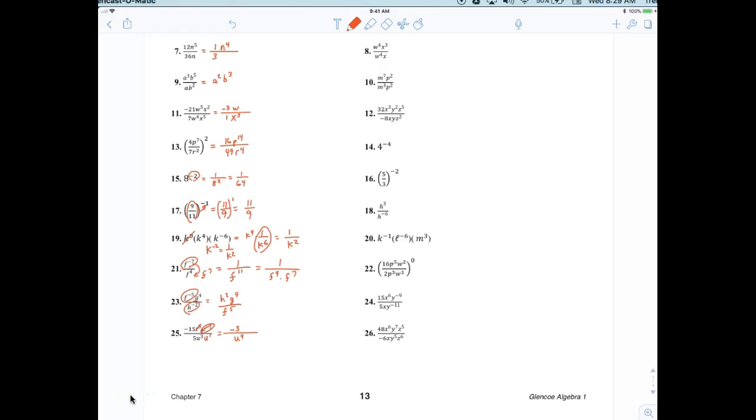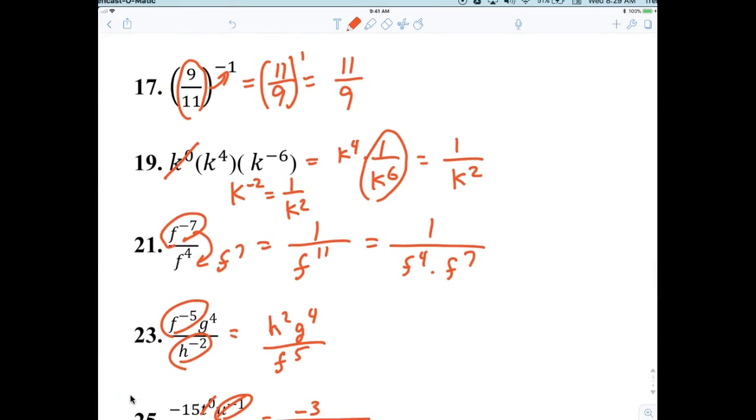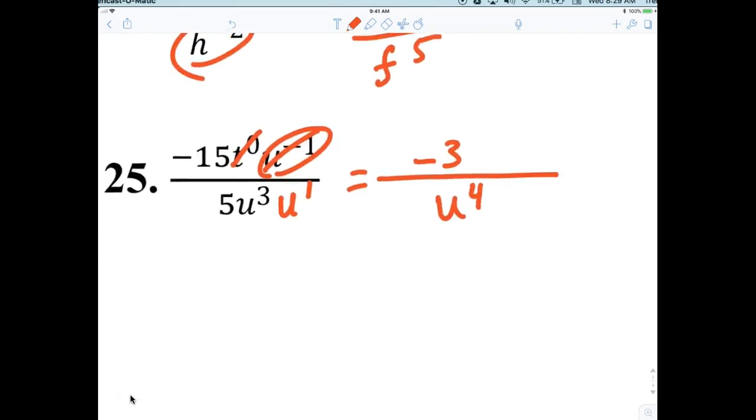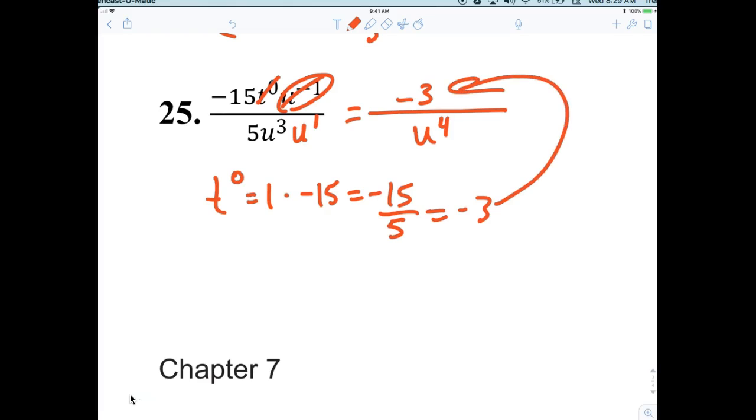All right? So you know how you keep saying when something's to the 0 power, it crosses out? Well, it's a 1. But when you cross it out, how does that cross the T out? Like on number 25. Here's why. You ready? T to the 0 equals 1. 1 times -15 is still -15. -15 divided by 5 is -3. Okay. Good question.